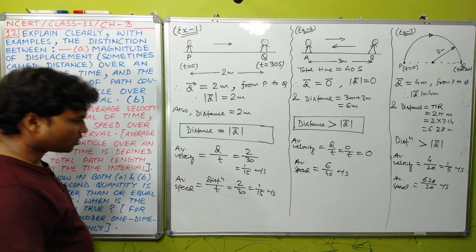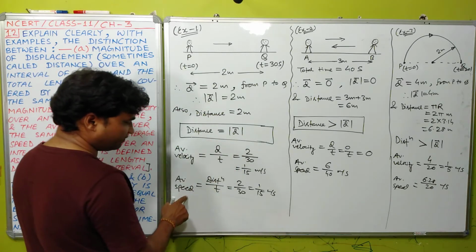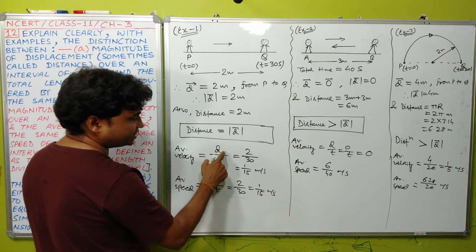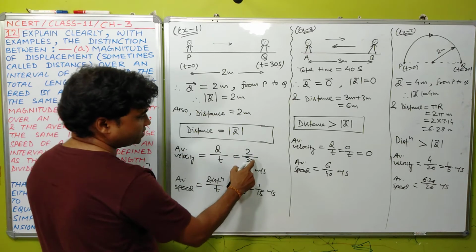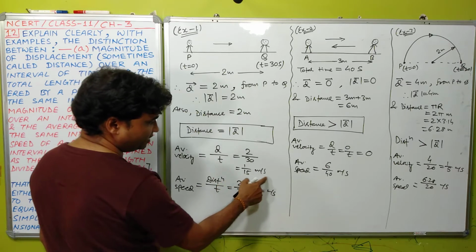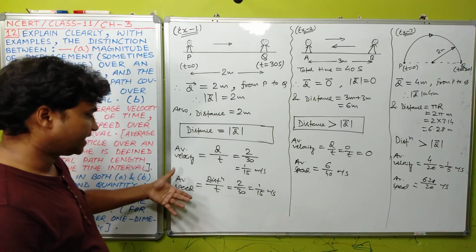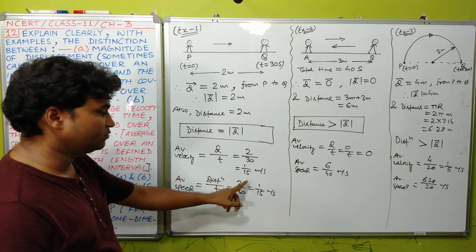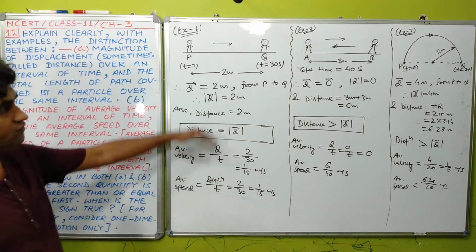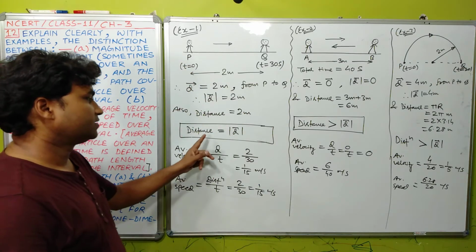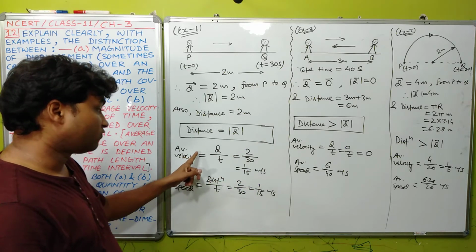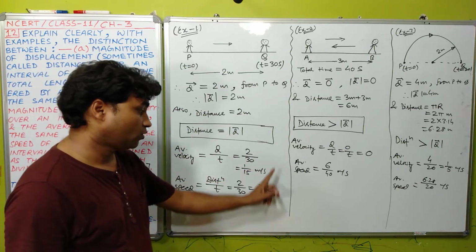Students, you can also find the value of average velocity and average speed. The magnitude of average velocity is given by displacement divided by time. Displacement is 2 meters, time is 30 seconds as we have assumed, so average velocity will be 1 by 15 meter per second. Similarly, the average speed, distance by time, will also be 2 by 30, which is also 1 by 15 meter per second. From this example it is very clear that distance and displacement may be equal, and similarly the average velocity and average speed may also be equal.